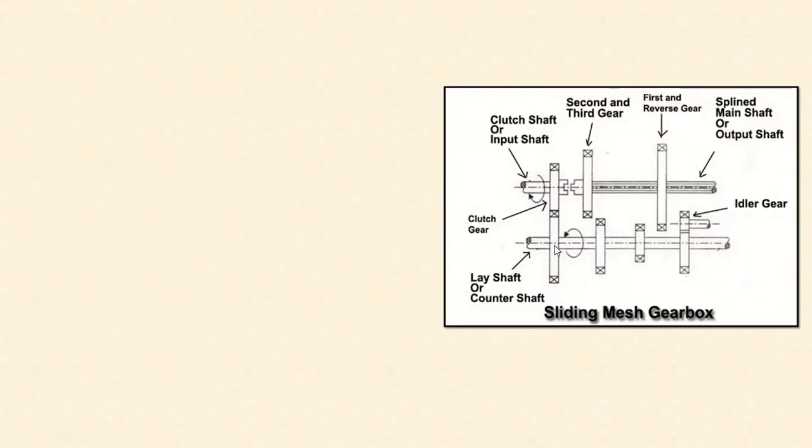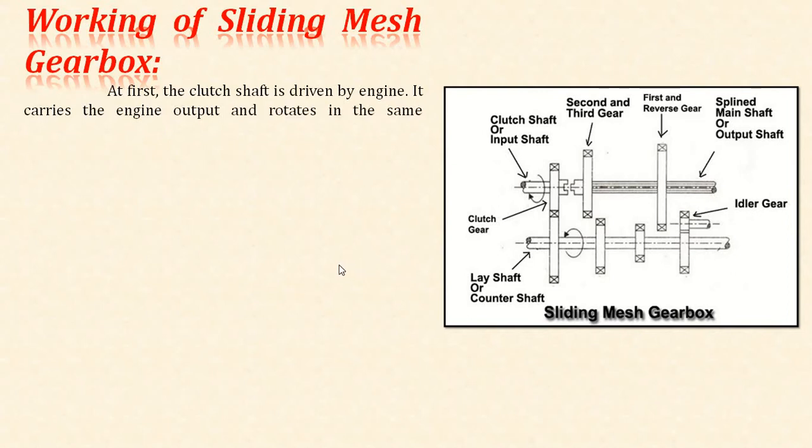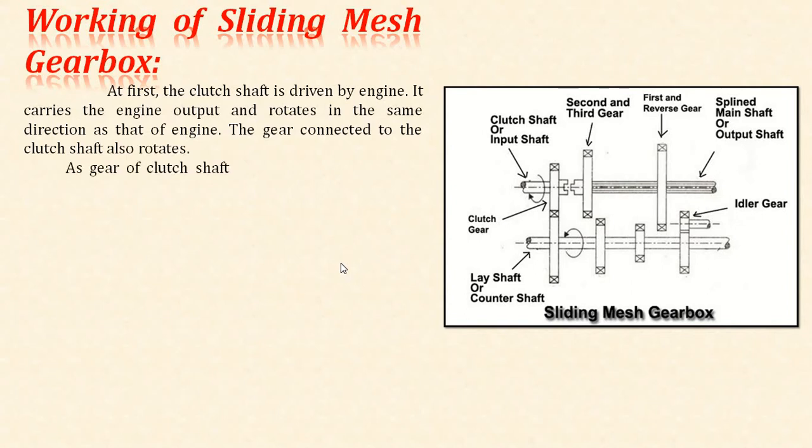Now, the construction and working of the sliding mesh gearbox. First, the clutch shaft is driven by the engine. It carries the engine output and rotates in the same direction as the engine. The gear connected to the clutch shaft also rotates.